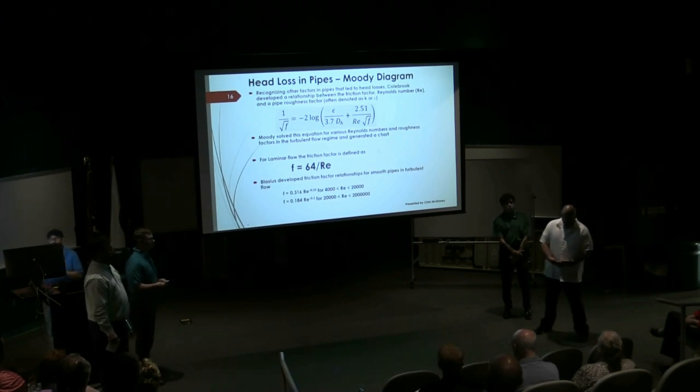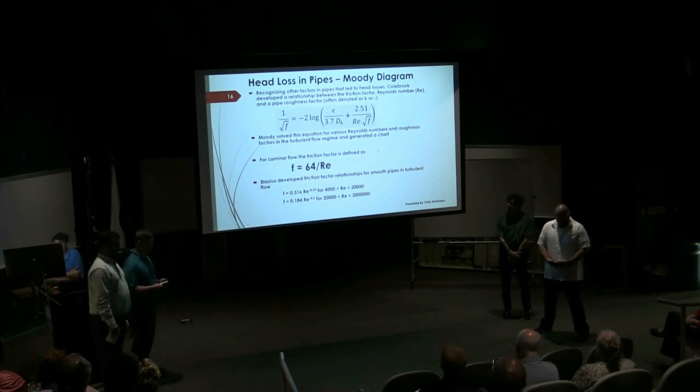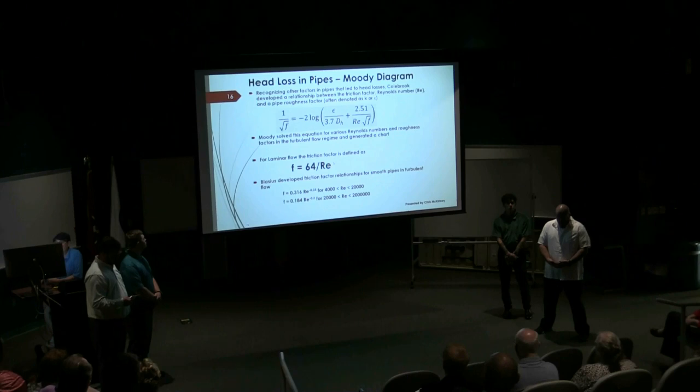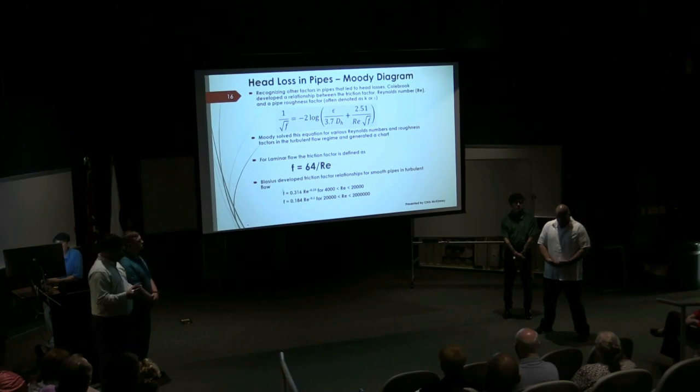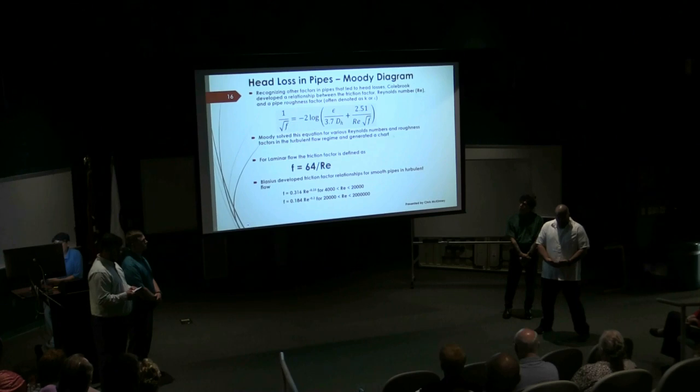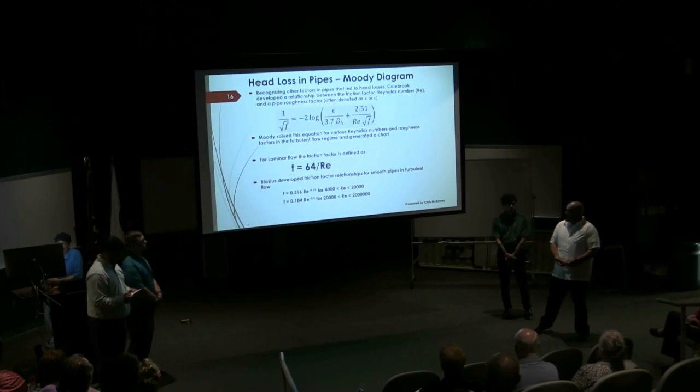Expanding on the Darcy-Weisbach equation, an engineer named Colebrook developed a relationship between friction factor, Reynolds number, and pipe roughness. For laminar flow, the friction factor is simply defined as f equals 64 divided by the Reynolds number. Following that, Blasius developed a relationship for smooth pipe and turbulent flow. In the turbulent flow regime, we solve this equation for various Reynolds numbers and roughness factors in the Colebrook equation.